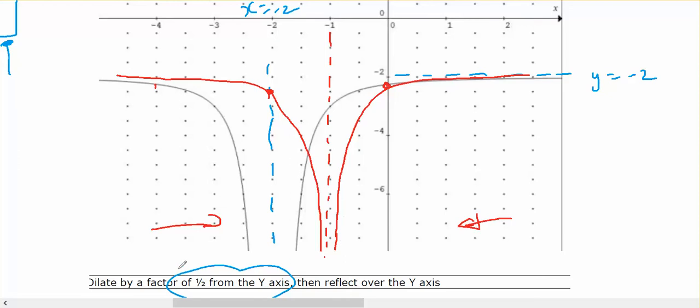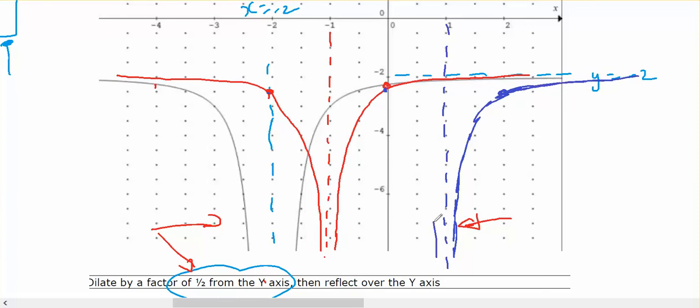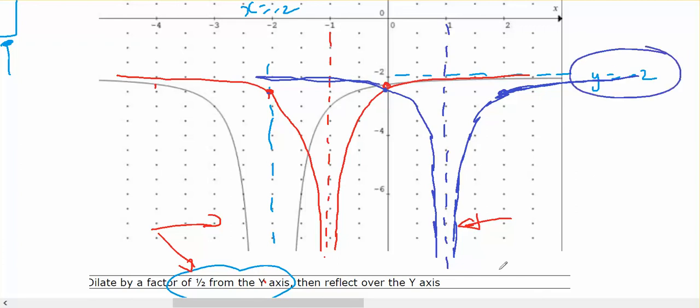So that red one is just the dilation by a half from the y-axis. So now I need to reflect it over the y-axis. Therefore, my asymptote, which is at -1, will now go to 1. This point here will stay where it is, but this point here will go over to 2. And I'm going to have this to be my final graph. And it's still got an asymptote at y equals -2, but x equals 1 will be my final curve after those two transformations.